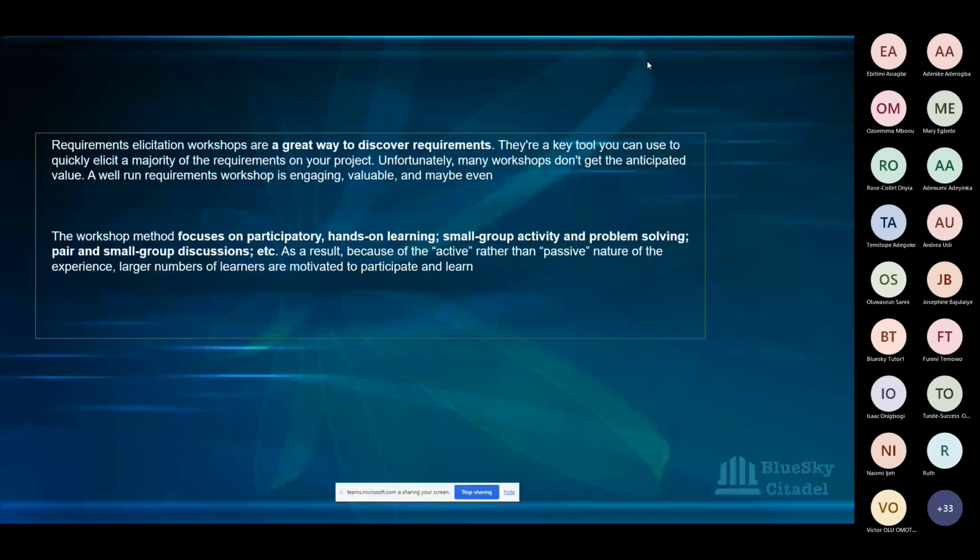So the workshop method focuses on participatory hands-on learning, small group activity, and problem solving, peer and small group discussion. As a result, because of the active rather than passive nature of the experience, large numbers of learners are motivated to participate and learn. Yeah, so it's a very great tool to use, to be honest, to gather your requirements.